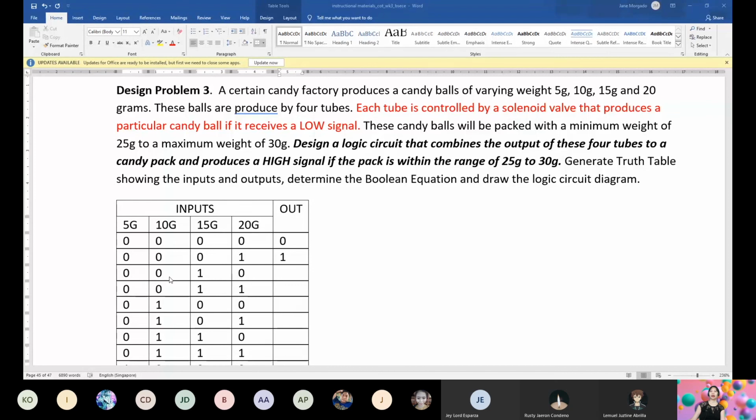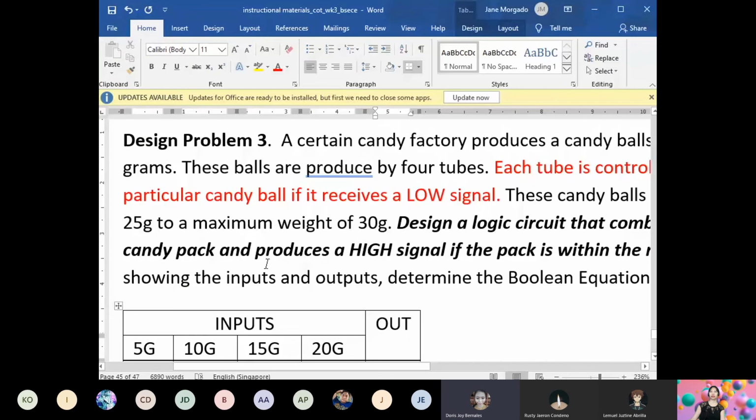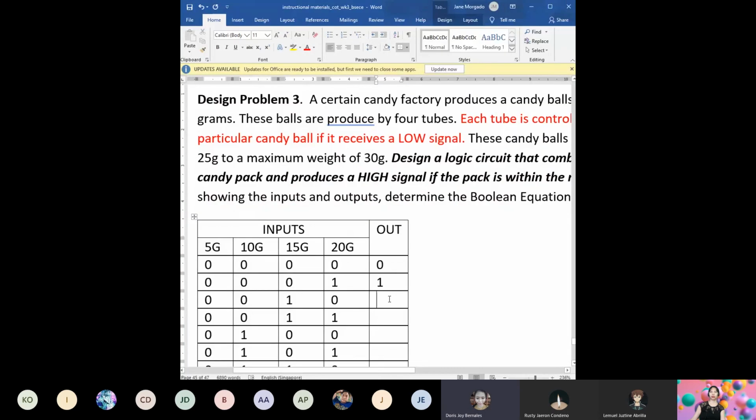How about this one? 0, 0, 1, 0. What is the total weight for this? And what is our output here? 35, po. Therefore, the output is 0. Okay, 0. Thank you. Then how about this one?